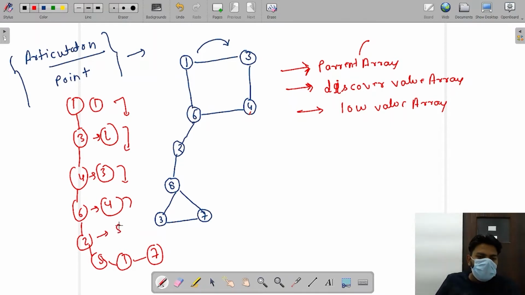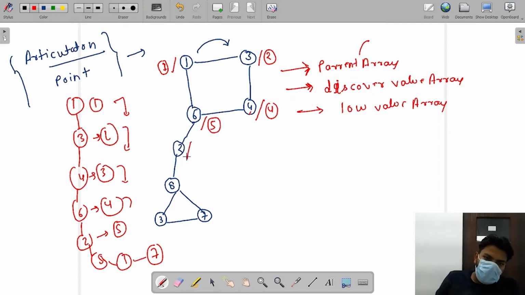So this is discovered at the fifth stage, though. So the discovered value of 2 is 5. So same here, the discovered value of 1 is 1. The discovered value of 3 is 2. So the discovered value of 4 is 4. The discovered value of 6 is 5. The discovered value of 2 is 6. 1, 2, 3, 4. Sorry, I made a mistake, but I am going to improve it.